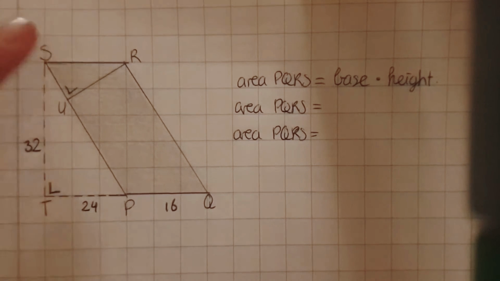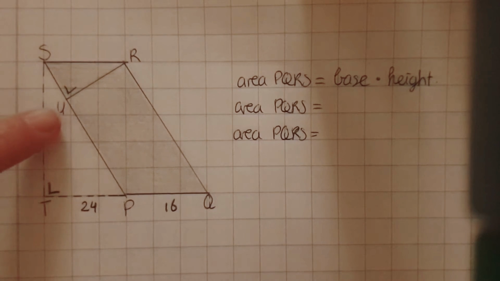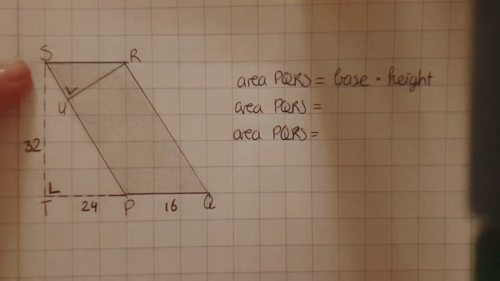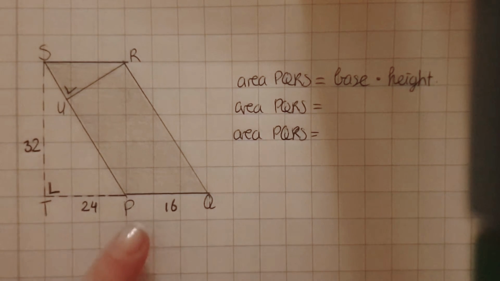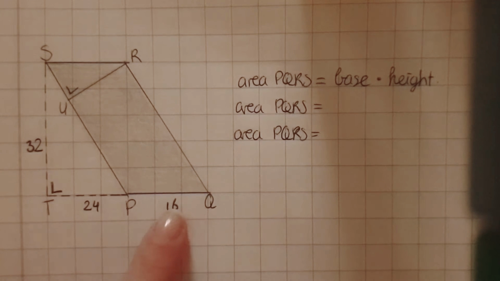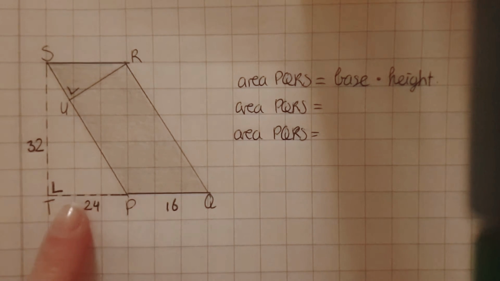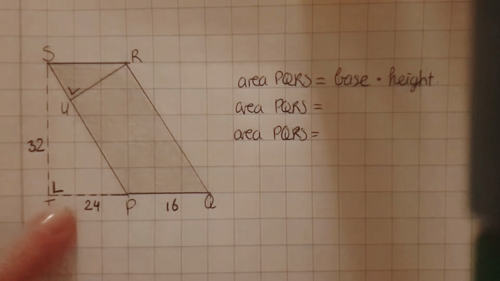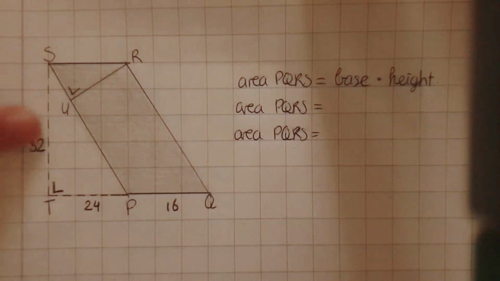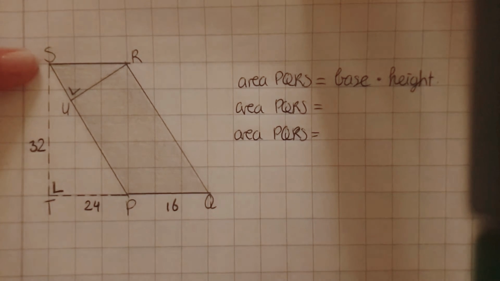UR is not given. I don't know what the length of UR is, and I don't think I can calculate it. So it's not a good idea to take PS as a base. Maybe I can take PQ as a base. That side is given, it's 16, but there's no 90-degree sign here. But this line is extended, so I'm going to follow the dots here. And I can see a 90-degree sign here, which means 32. This is the corresponding height.